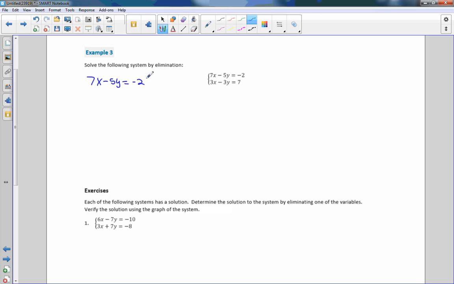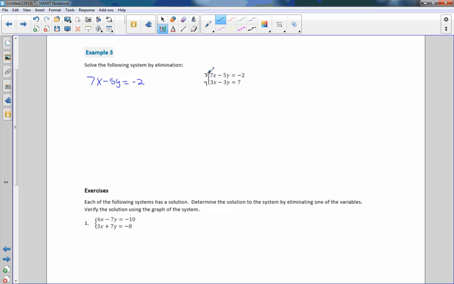So 3 times 7x is 21x. 3 times a negative 5 is negative 15y. And 3 times a negative 2 is a negative 6. So I've done that one. And now I'll do this over here.